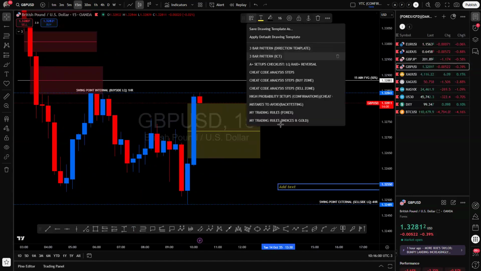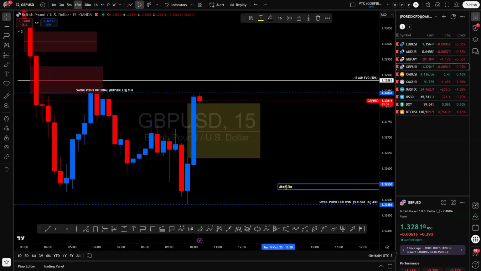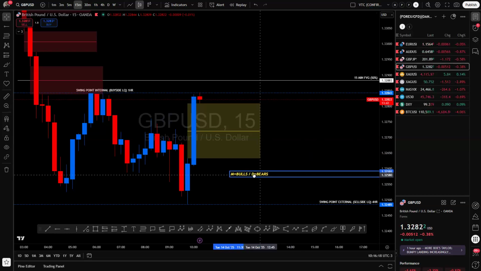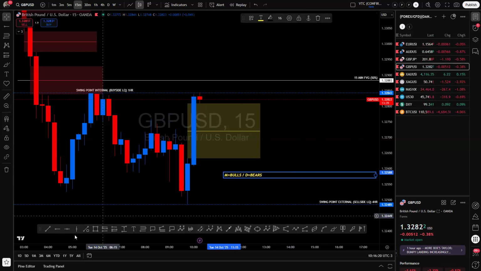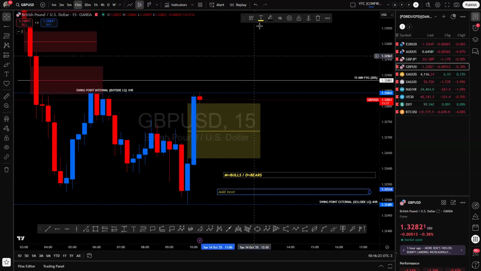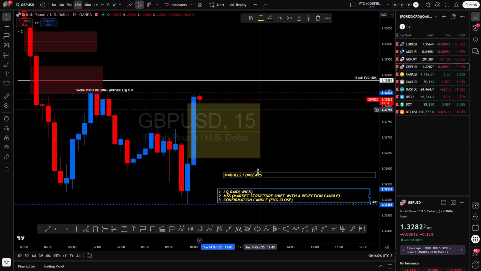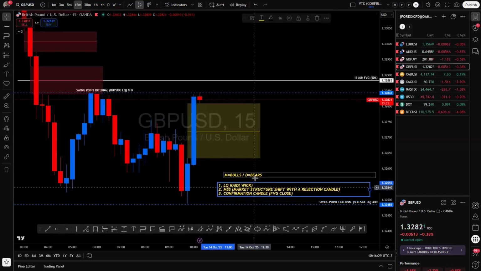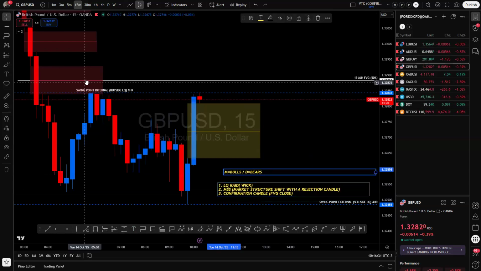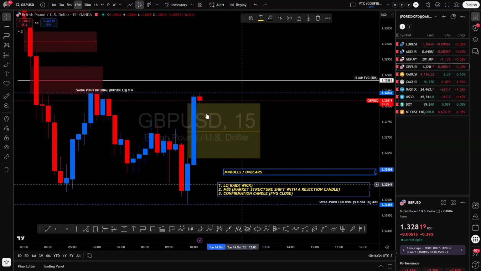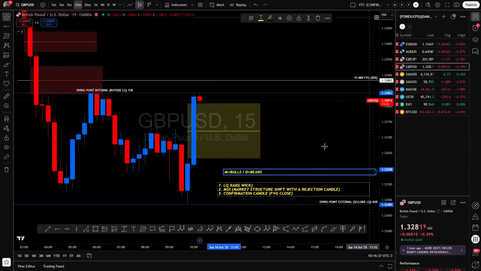So let me actually put that in here. Manipulation of the bulls. Distribution of the bears. Once price starts interacting with this fair value gap, that's when we're going to look to ride it higher. So we'll see what happens at the pre-market open. I'll be right back.